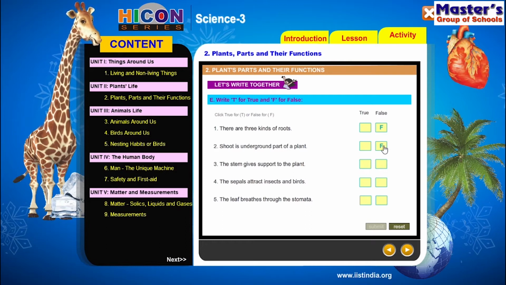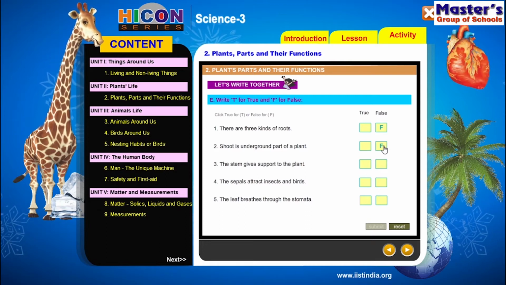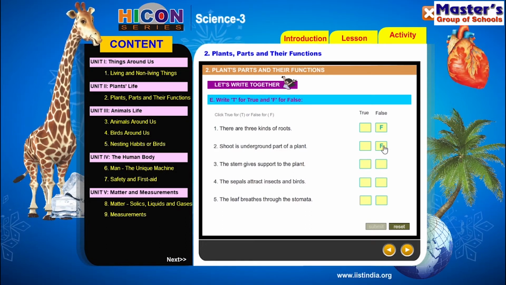Read the third sentence: the stem gives support to the plant. Children, is it correct?